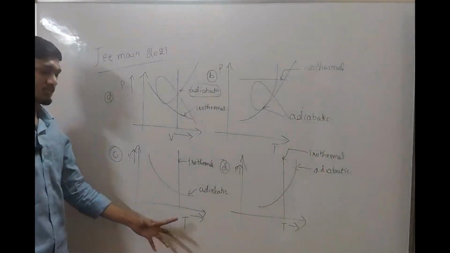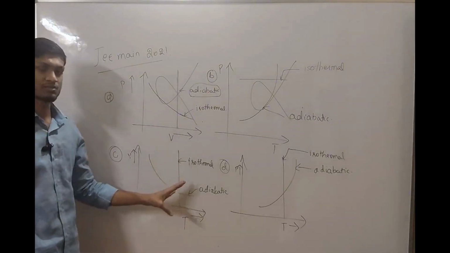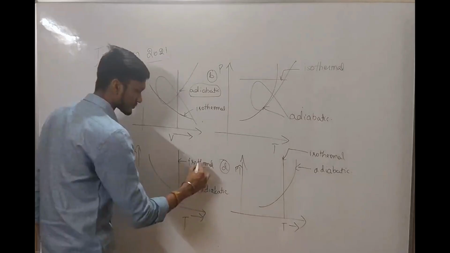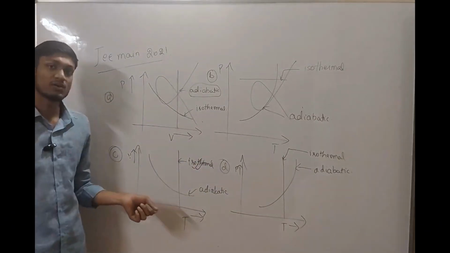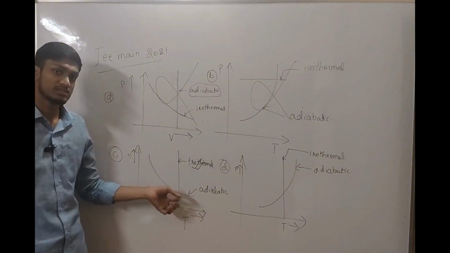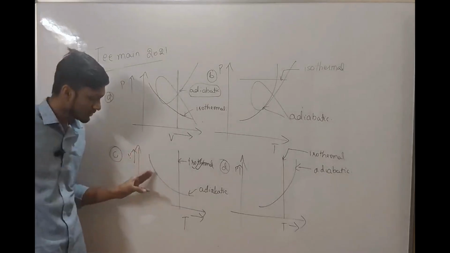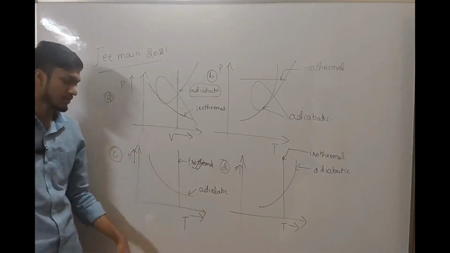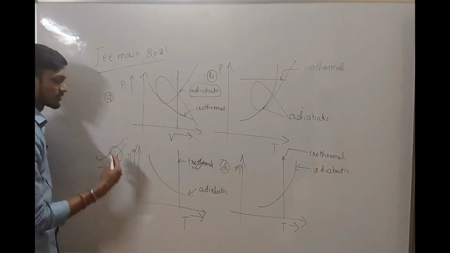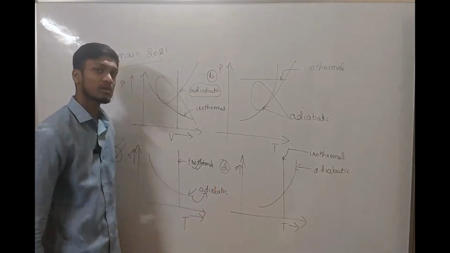In this VT graph, we can analyze that the temperature is remaining constant throughout this line. Therefore, this line is isothermal. That is a correct point. In a VT graph, we got an equation that, when represented in the VT graph, gave us a shape which looked something like this, and definitely it is a correct option. This line represents an adiabatic process.